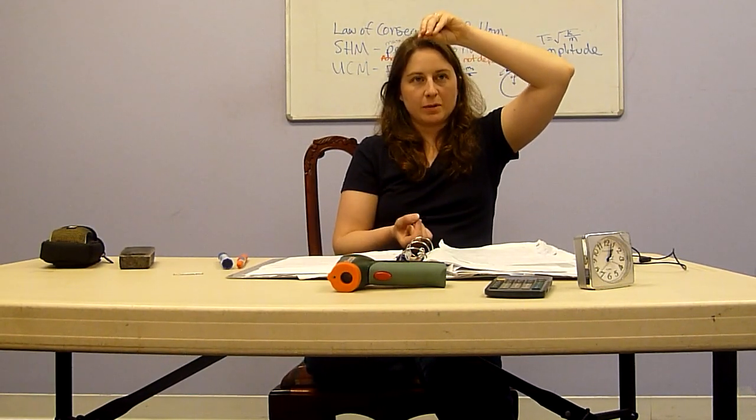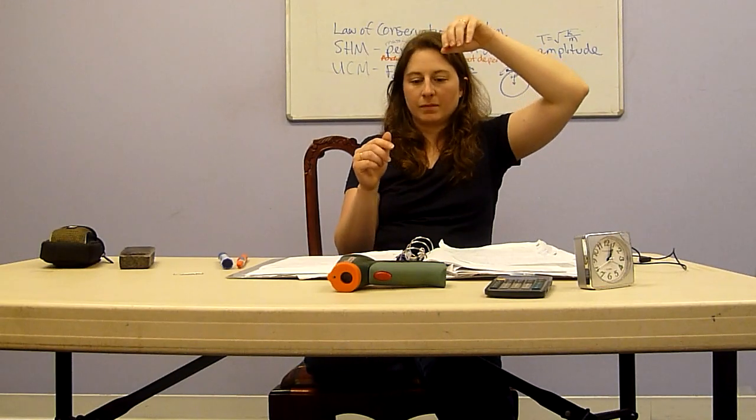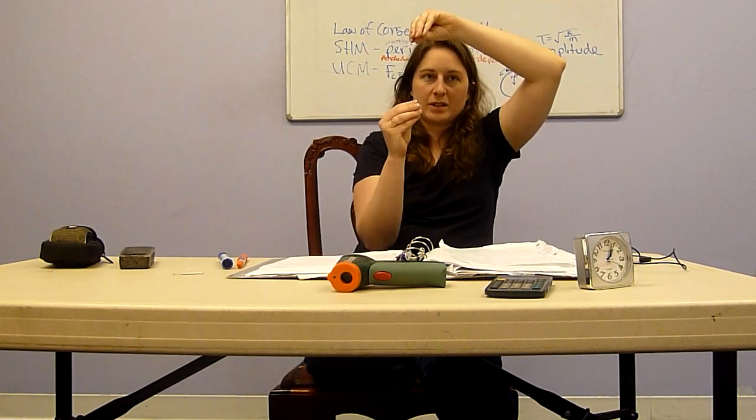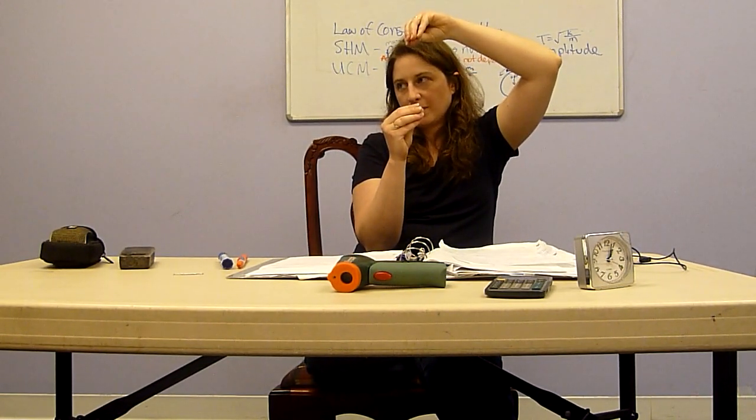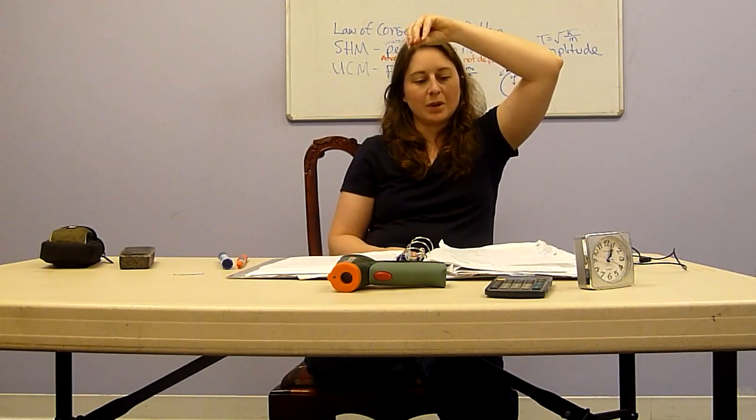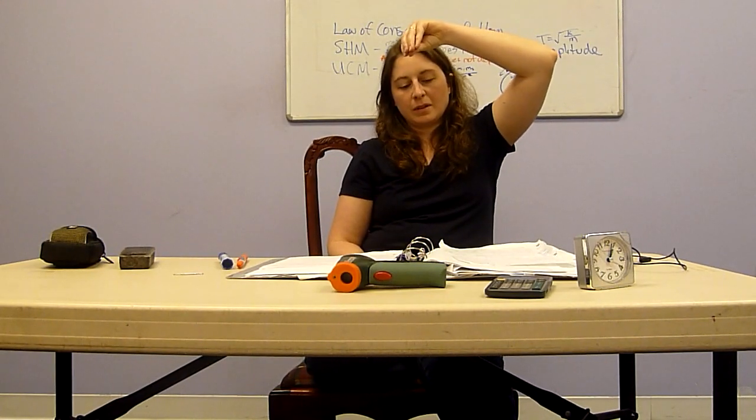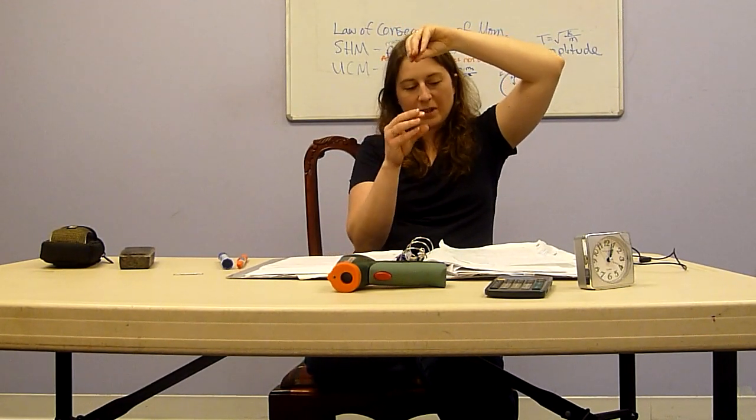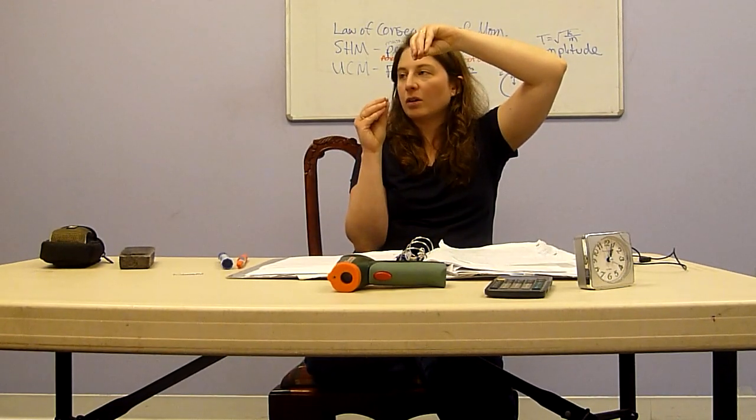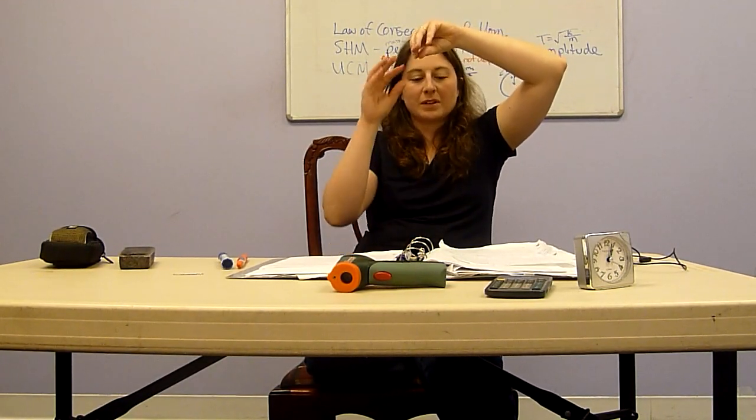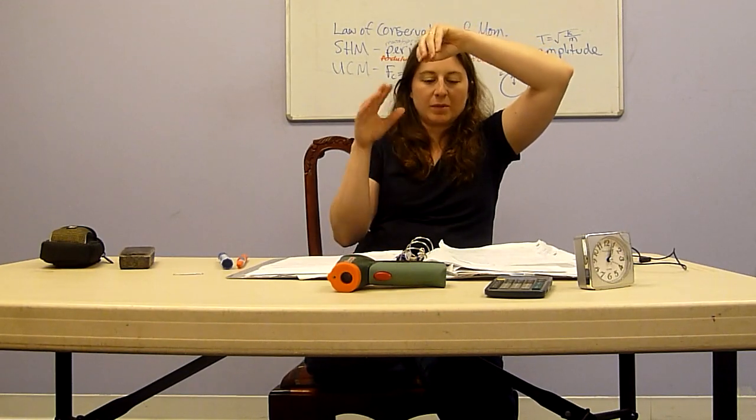So, how about a mass spring system? Where is your kinetic energy maximum? At the equilibrium point. Where is potential energy maximum? At the amplitude. Where is speed maximum? At the equilibrium point. Where is speed zero? At both amplitudes, because it has to stop and turn around.